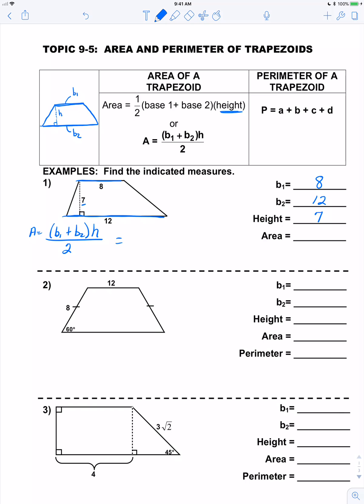Okay, so let's go fill that out. Base 1, 8, plus base 2, 12, times the height, which is 7, all divided by 2. Okay, we've got to use our order of operations, which says do what's in parentheses first. So 8 plus 12 is 20, times the 7, divided by 2. So 20 times 7 gives us 140, divided by 2 is 70. So we have an area of 70 units squared.